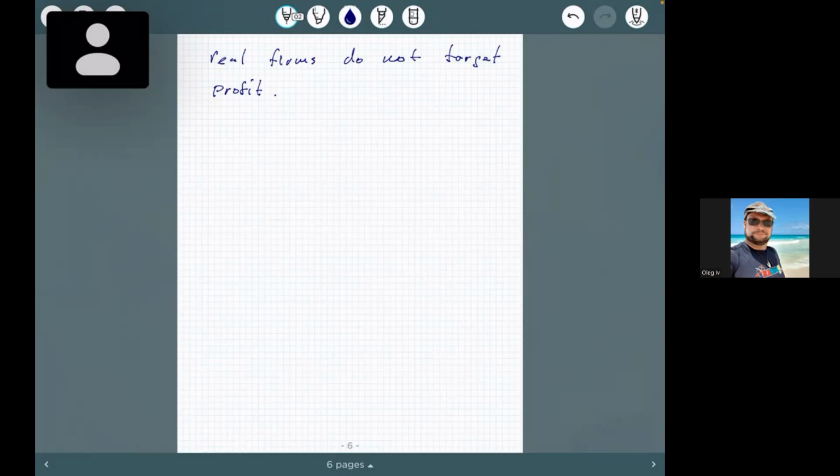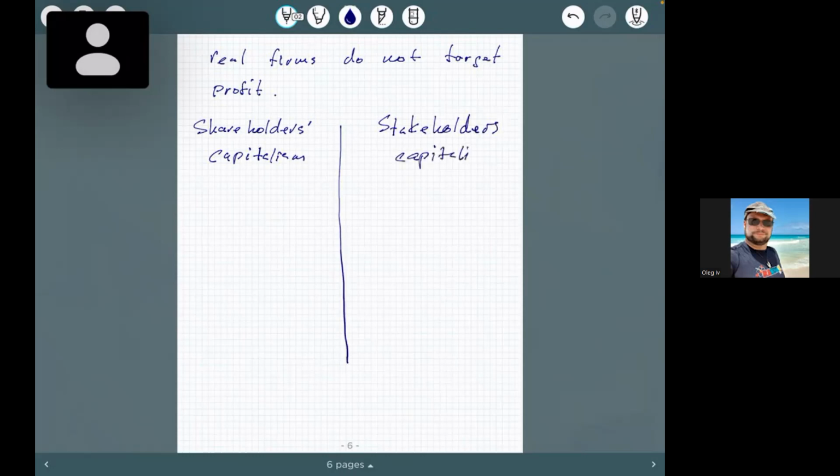And the battle is divided between what's called shareholders capitalism and stakeholders capitalism.